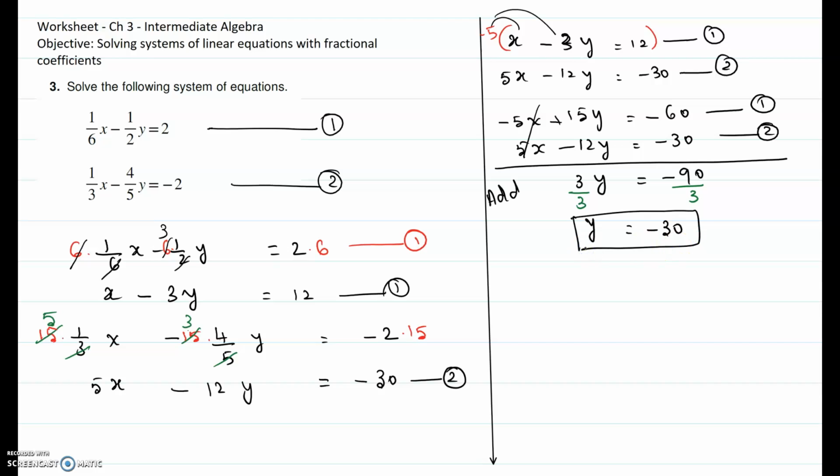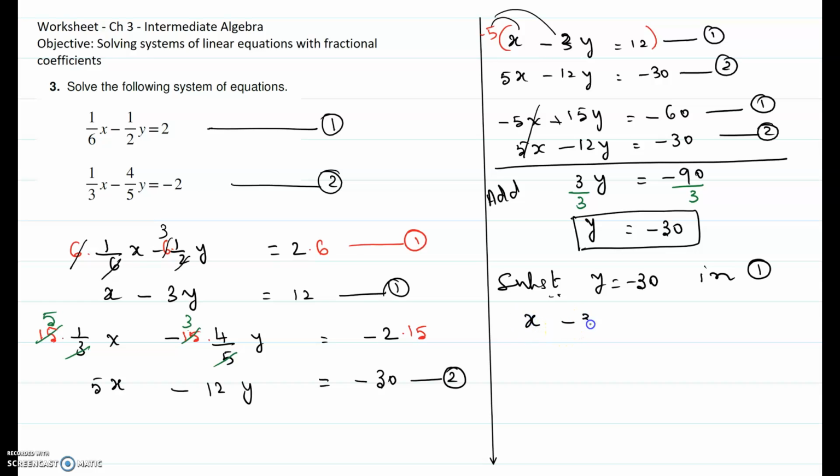So we got the value of one of the variables, namely y. Now we have to take this value of y and substitute into any one of the two equations that we got earlier. Instead of using the original equation 1 and 2, the equation 1 and 2 here with cleared fractions are easy to deal with. So we will plug in, substitute y equal to negative 30 in either equation 1 or equation 2. So any one of the two equations is fine.